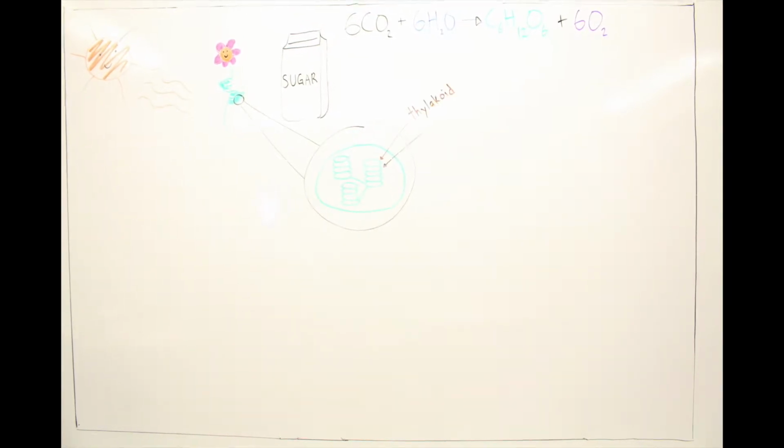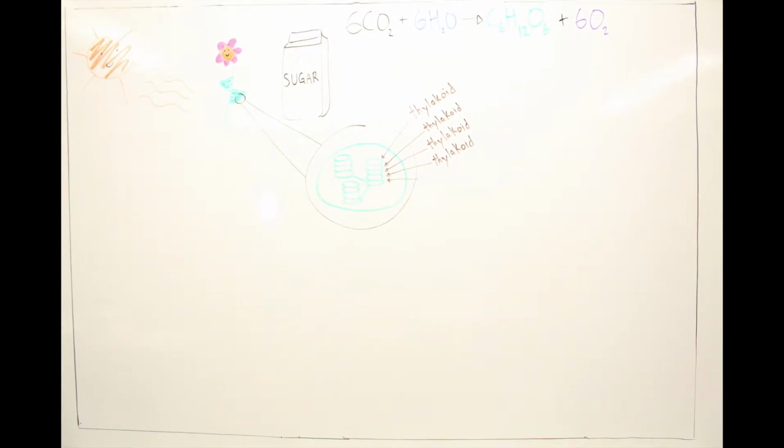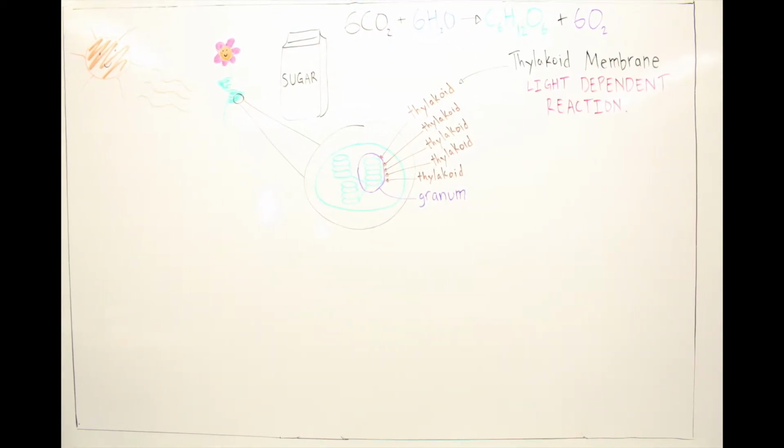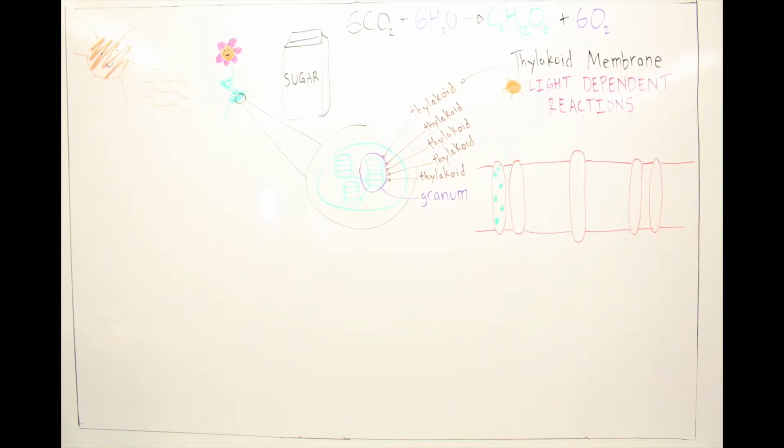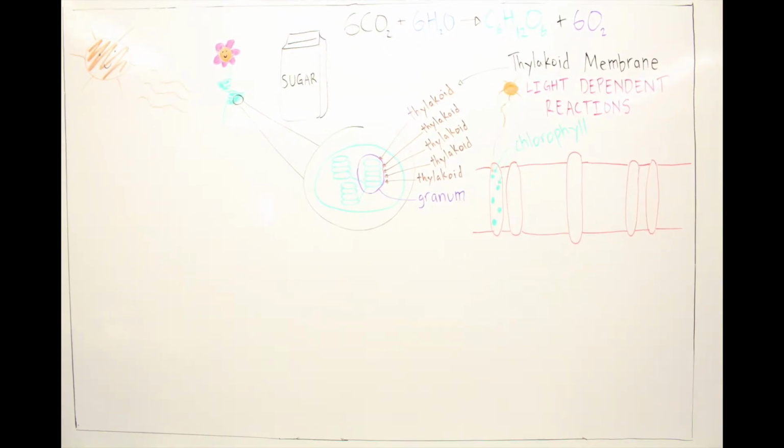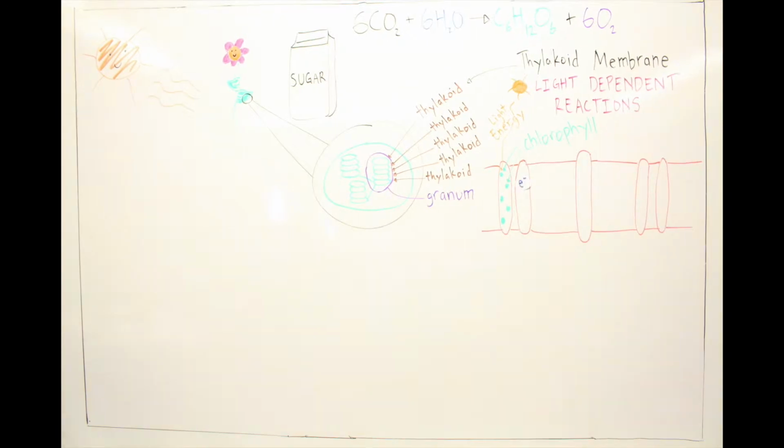The stacks you see are many thylakoids in a group called a granum. This is where the first process takes place, the light-dependent reaction. This process requires sunlight in order to take place. The chlorophyll and the thylakoid membrane take in the light energy and release an electron.